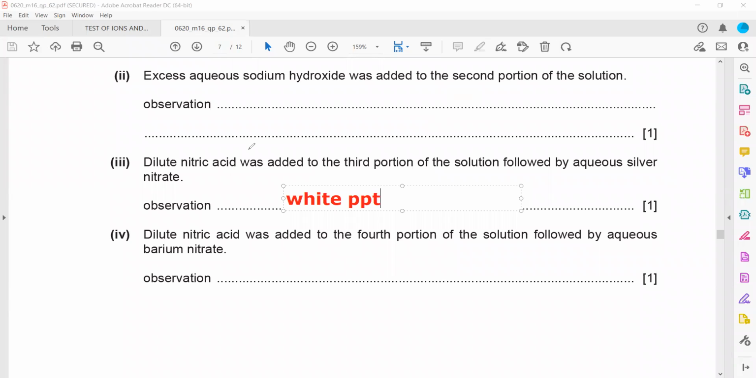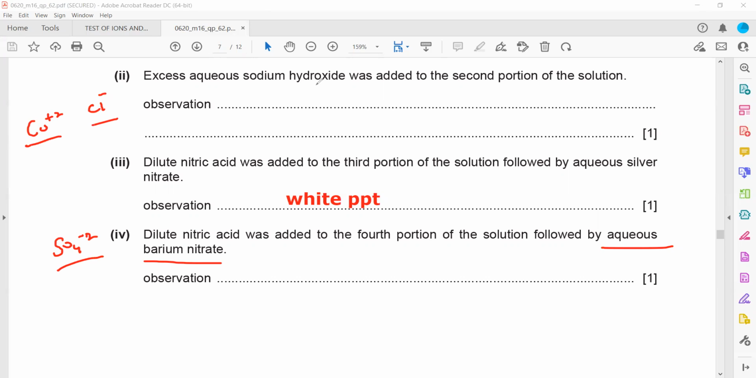Then the last one, dilute nitric acid to the 4th portion followed by barium nitrate. Aqueous barium nitrate or barium chloride is a test for the sulfate ion. If you want to test for a sulfate ion in any salt, we use this method. But they already mentioned this is copper 2 chloride, which means it contains a copper ion and a chloride, and no sulfate. So we are doing a test, but that ion is not present. So we'll say there is no visible change, or no reaction.